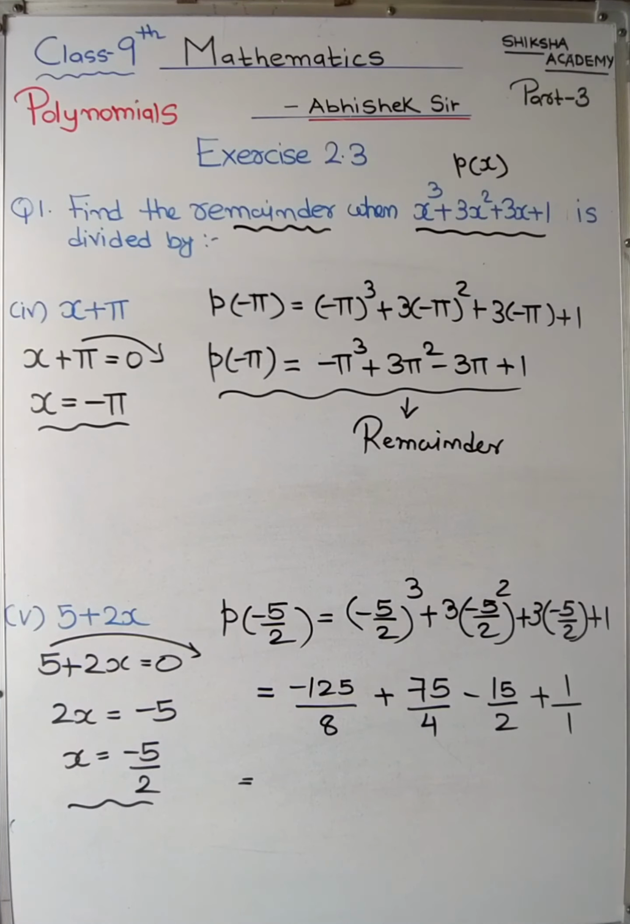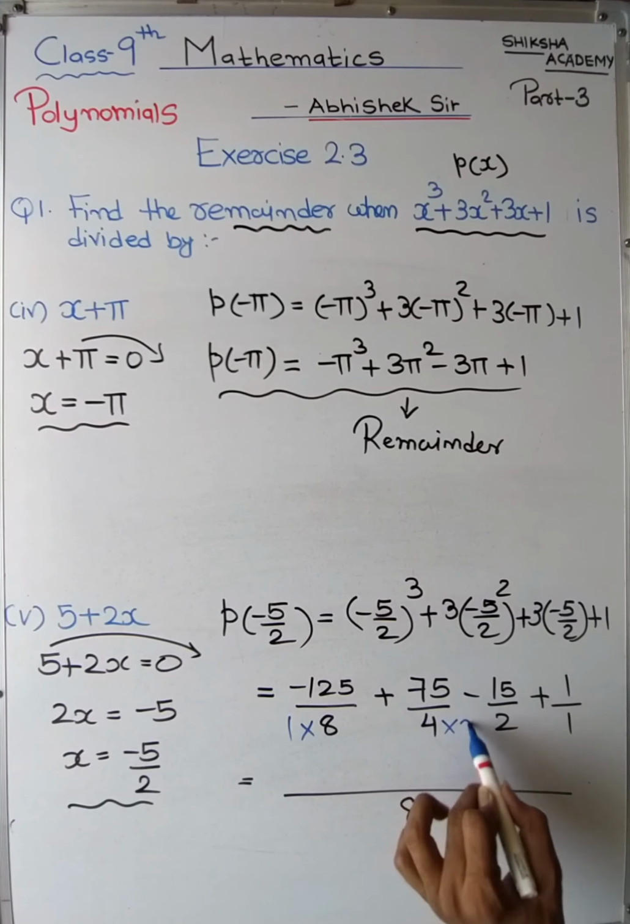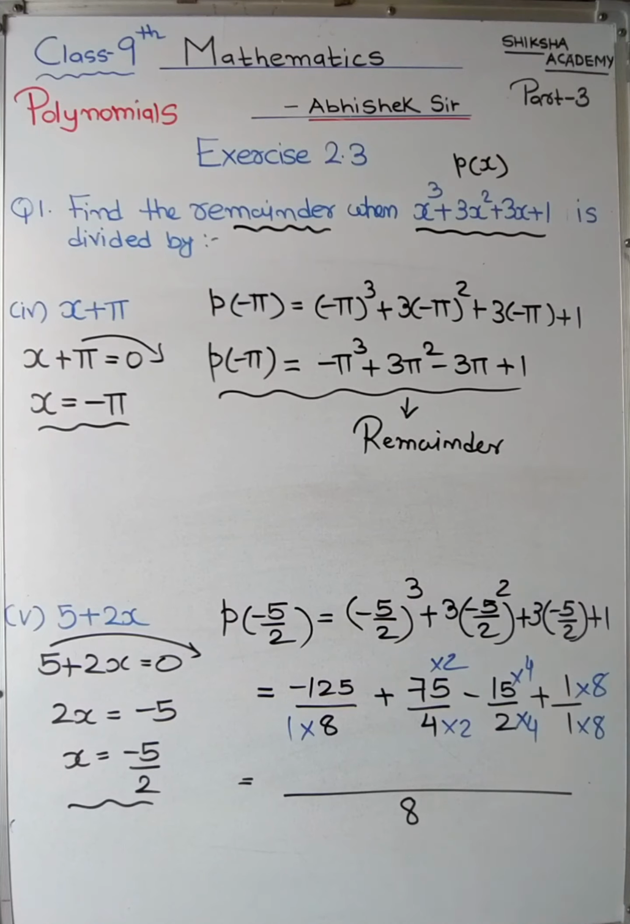Now going on to the solution part, the LCM will be 8. So here I am putting 8, but we have to make every denominator 8. So 8 ones are multiplied with 1, 4 twos are multiplied with 2, 2 fours are multiplied with 4, and 1 eights are multiplied with 8. Clear? So now every denominator is 8. So minus 125 plus 75 into 2, that will be 150. Minus 15 into 4, 15 fours are 60, and 1 eights are 8.